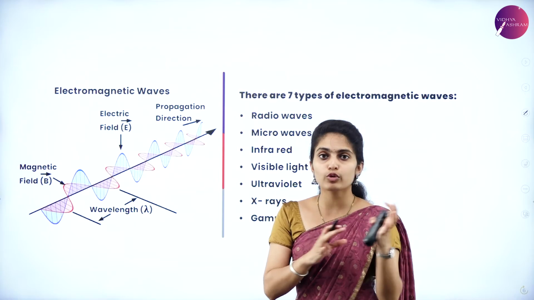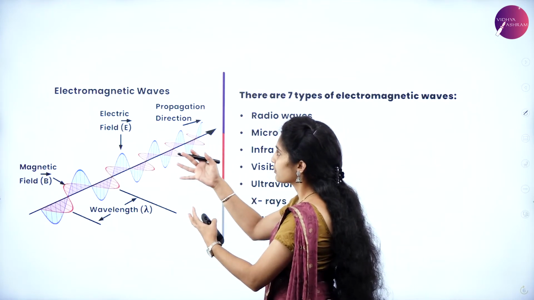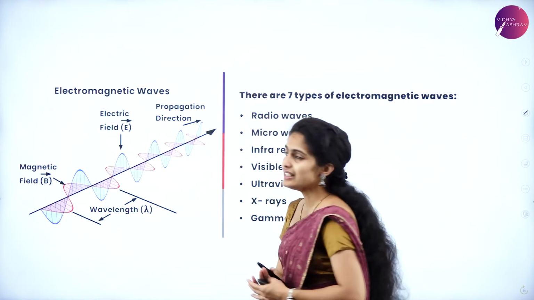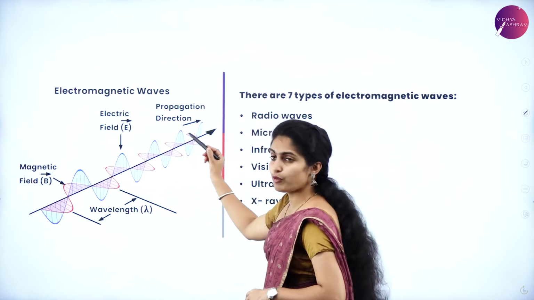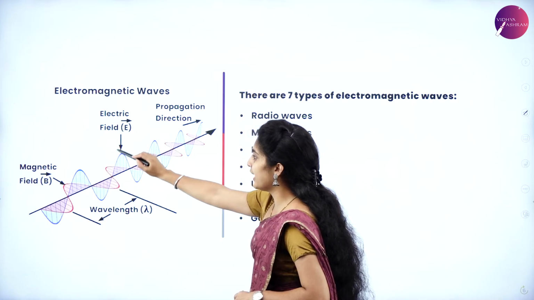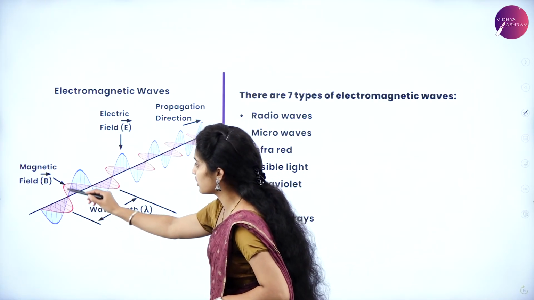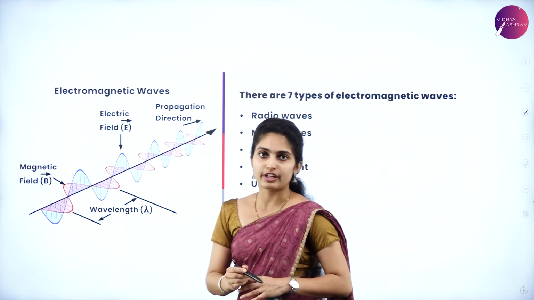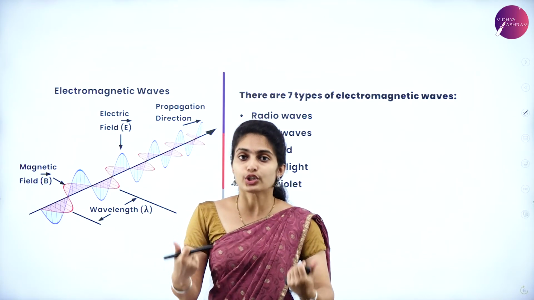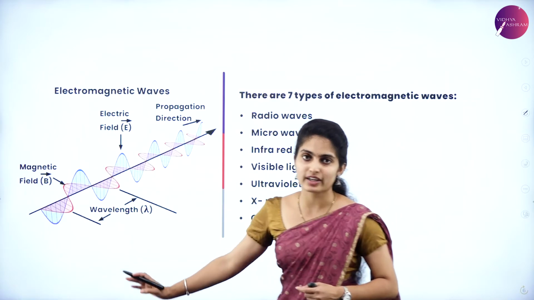Both are moving along one axis, call it the x-axis. Both the variations are seen on the graphical representation with the help of a sine wave. This is the direction of propagation mentioned by this arrow, and the blue lines represent the electric field and the magnetic field. The distance between two successive crests, or two troughs, is called the wavelength, which is represented by the term lambda.